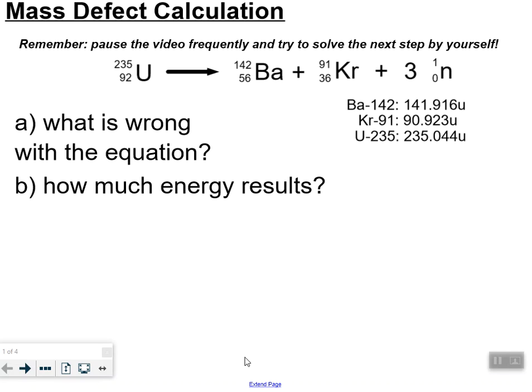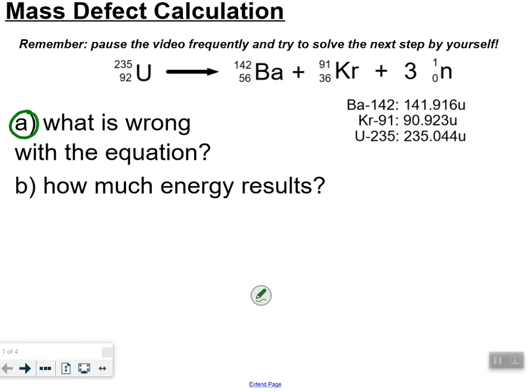So this is a quick video on how to calculate the mass defect in a reaction. In this case, it's a fission reaction, and the question itself comes from the Nelson textbook. We've got U-235 undergoing fission and becoming barium-142 and krypton-91 and producing 3 neutrons. Part A of this question is to figure out what is missing or what's wrong with the equation.